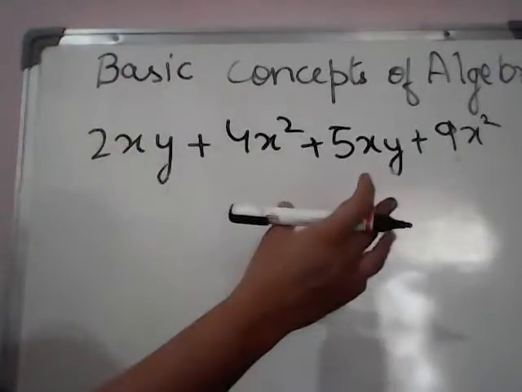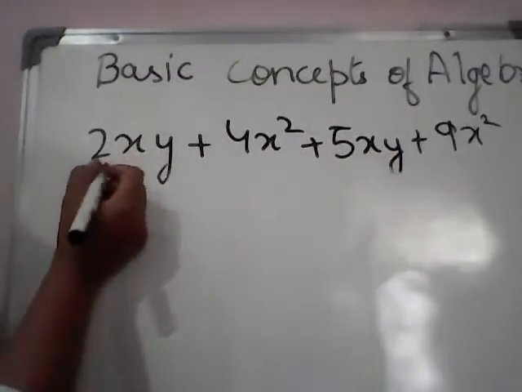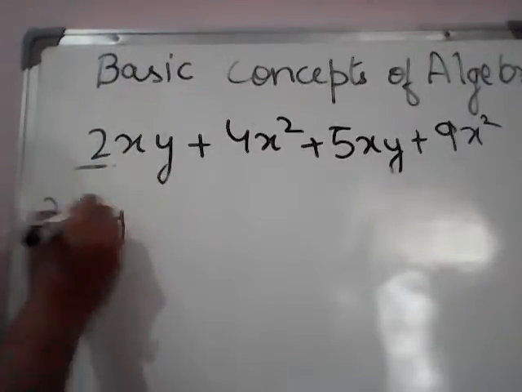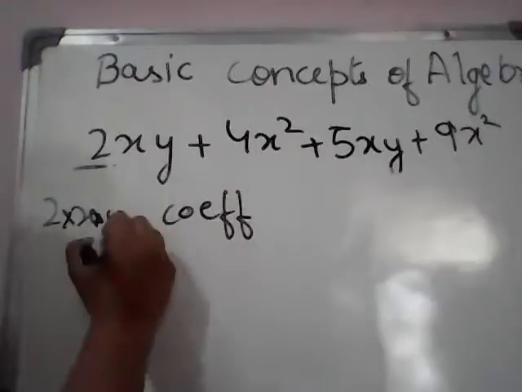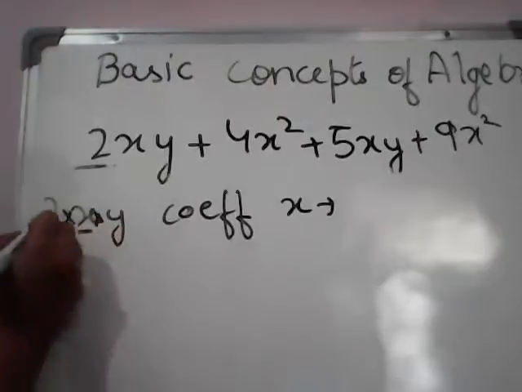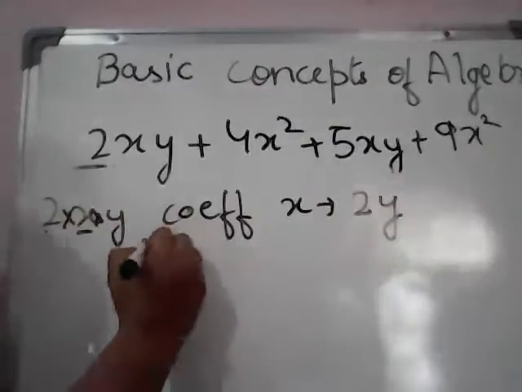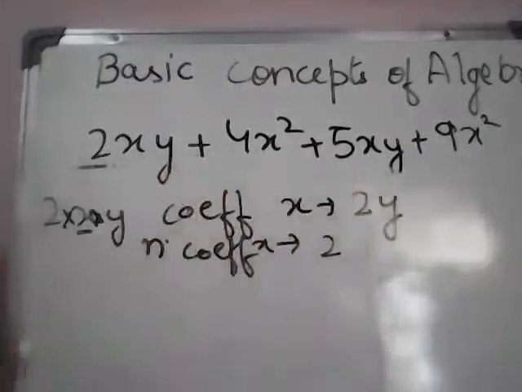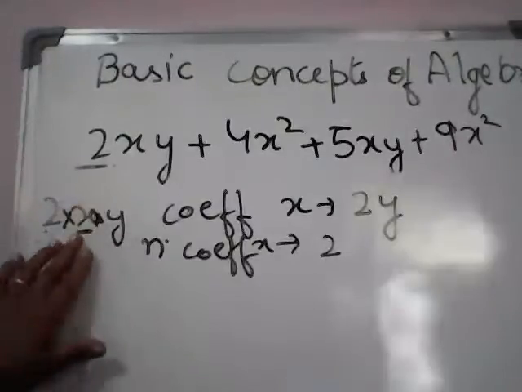I told you like terms can be added. If we talk about these like terms, we can add their coefficients. What are coefficients? Coefficients are the numerical part of the term. If we talk about x and y, the coefficient of x will be everything except x, that is 2y. The coefficient of x will be 2y, and the numerical coefficient of x will be 2. So the coefficient will be everything remaining besides x, and the numerical coefficient is this.